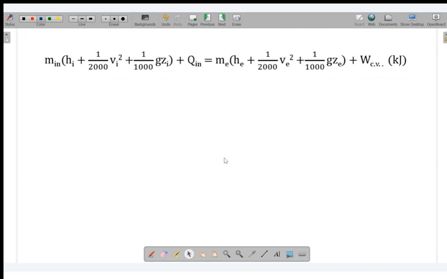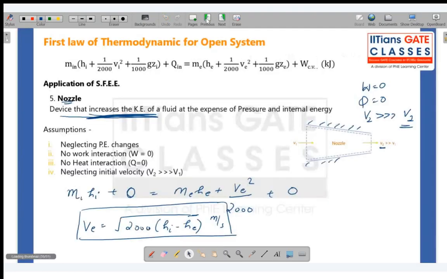MI and ME is same, right? Whatever is entering, same is going out. That is the basic nature of steady flow, right? So you can cancel that. You can cancel that. Okay. Now, here also you will have ME, and then it can get cancelled.